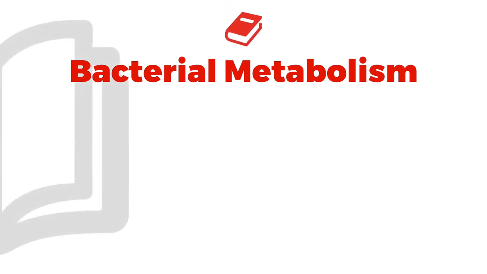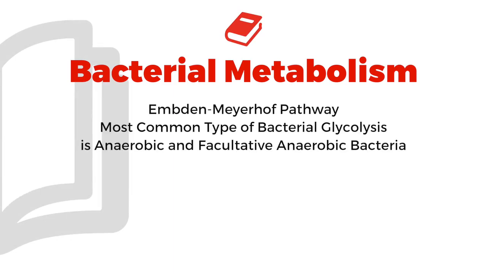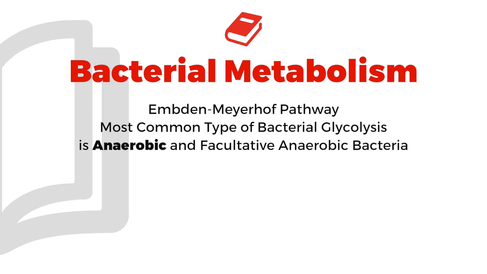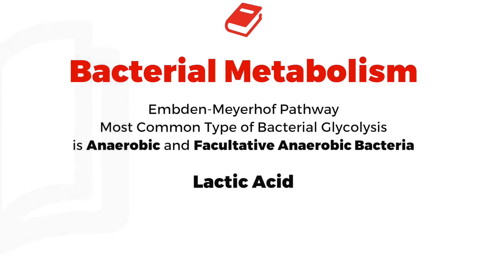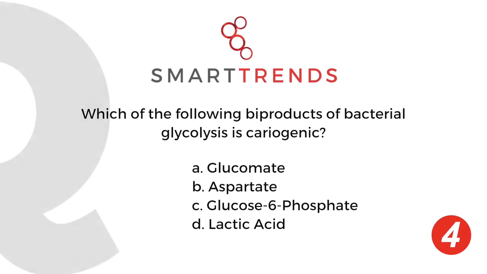Okay guys, the next heading we want to look at is bacterial metabolism. And there's a sentence here that's huge. Go down to the Embden-Meyerhof pathway. Read that with me. It says the most common type of bacterial glycolysis is going to be anaerobic and facultative anaerobic bacteria. That word anaerobic is huge because when you circle that, you want to write right below it lactic acid, because as you see here on the past test question, take a look at this with me.